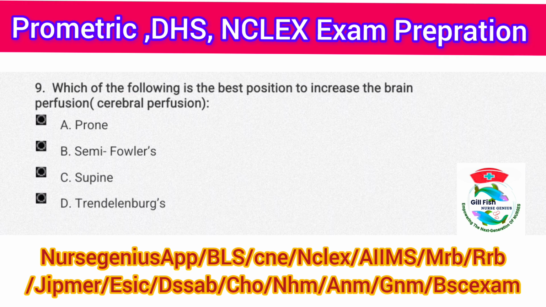So what could be the correct answer here? Everyone knows it. If you are doing the Trendelenburg position, that will increase the brain blood circulation. So option D will be the correct answer. Okay, move on to the next question.